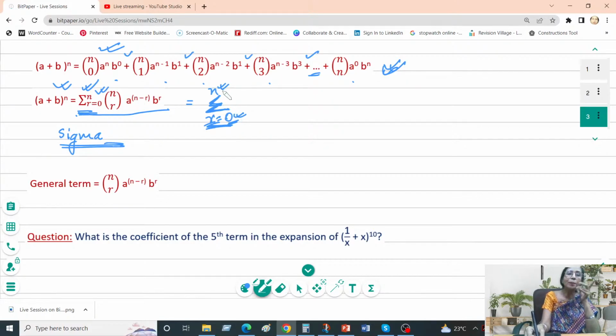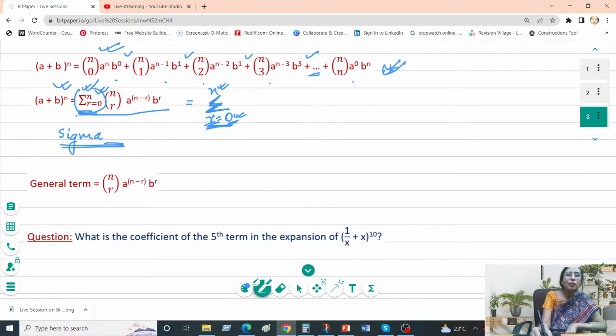The n value, the power, remains the same, obviously, but the R value changes from term to term. For each term, you will be having a different R value. The starting term's R value is 0. The ending term's R value is equal to n. And for the in-between terms, the R value just goes on increasing in steps of 1. Okay. So if we just substitute, forget about this part.